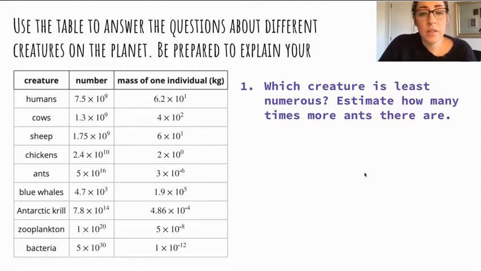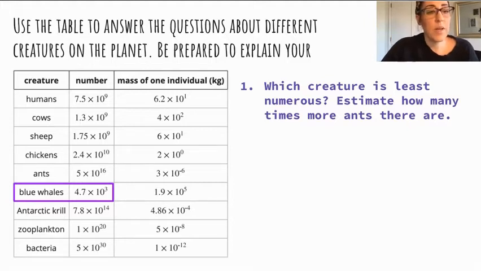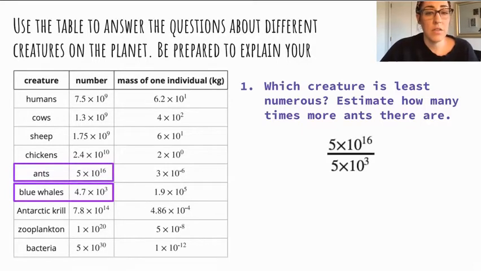So we start off by looking at which creature is least numerous and estimate how many times more ants there are. So the least numerous creature is the blue whales, and you can get that information by looking at the exponent. We're going to be comparing this to the ants, which is 5 times 10 to the 16th. So we're going to actually think about the blue whales, that 4.7 being close to 5.